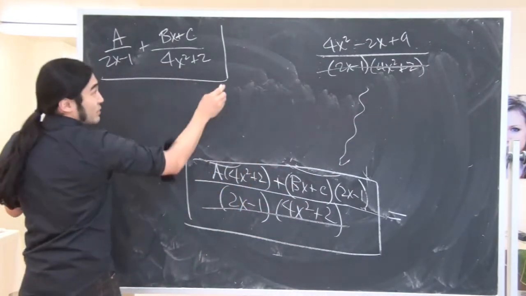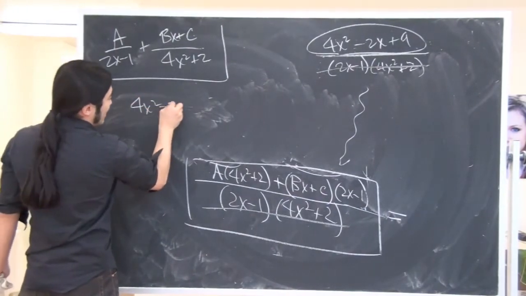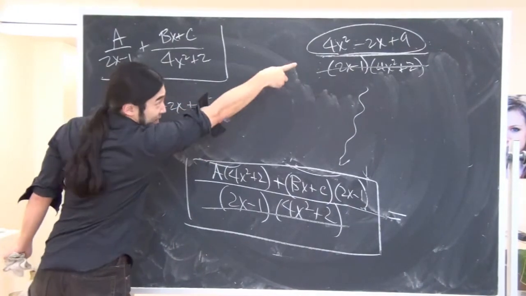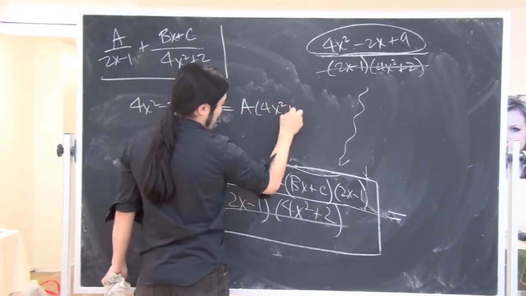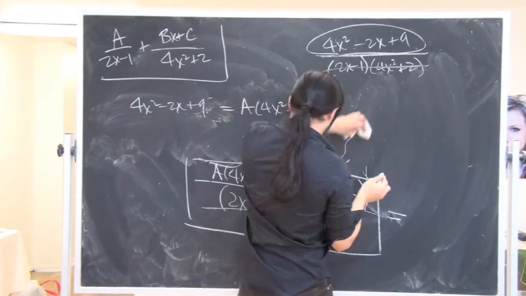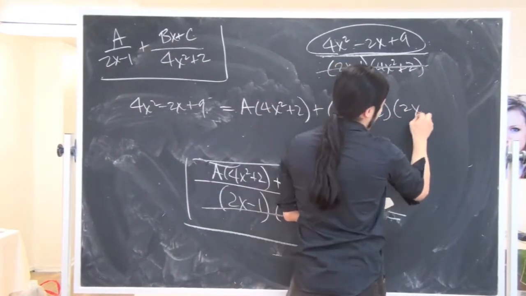Okay, so the traditional way would be this top right here. Let's go ahead and write this term, 4x squared minus 2x plus 9, that top over there, equal to this one, which is a times 4x squared plus 2, plus bx plus c times 2x minus 1.